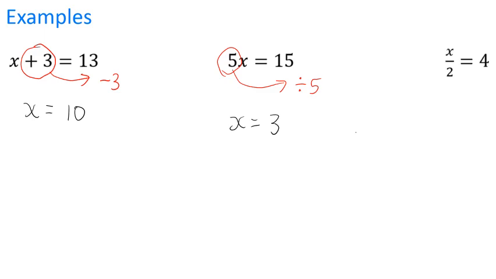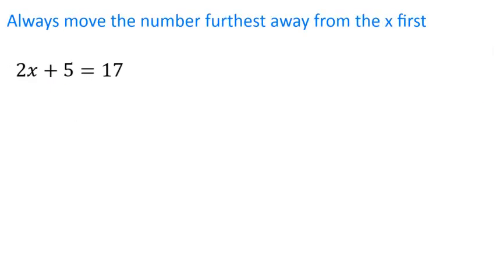And do we remember what the fraction shows? That's divide by. So the opposite of dividing by 2 is I need to times by 2. So x equals 4 times 2, 8. So we always move the number furthest away from the x first.